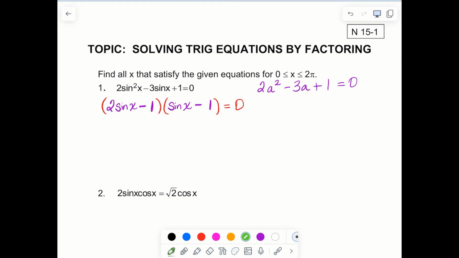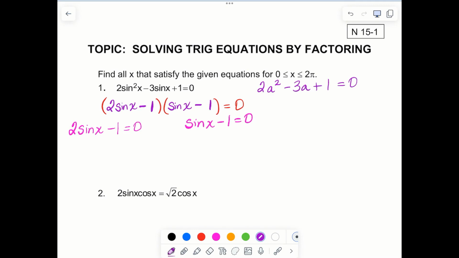Now, if I'm unsure about the factoring, I could always in my head do a FOIL step to check: 2 sine squared, negative 2 sine of x, negative 1 sine of x, so that's negative 3 sine of x, and then plus 1. So I can see that yes, I am correct. Once I have it factored, the whole goal is, if two things have to multiply to be 0, then either the first factor has to be 0 or the second factor has to be 0. And I'm going to solve those independently.